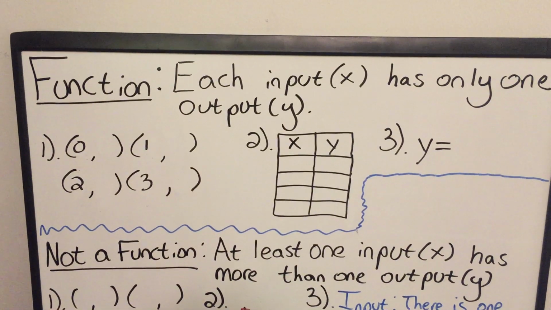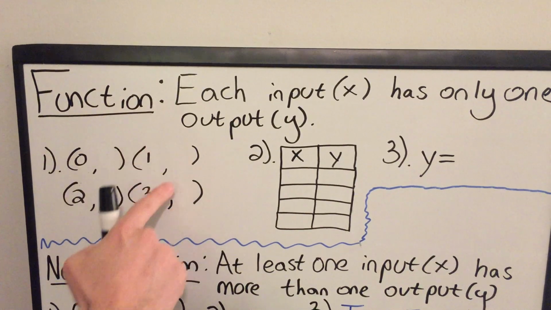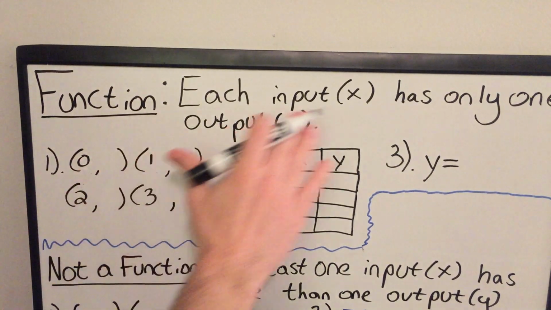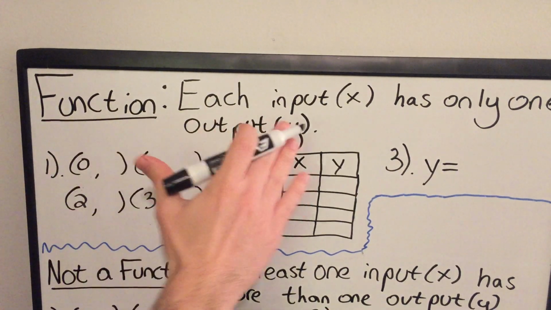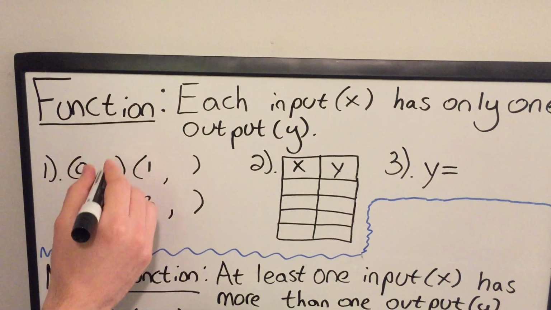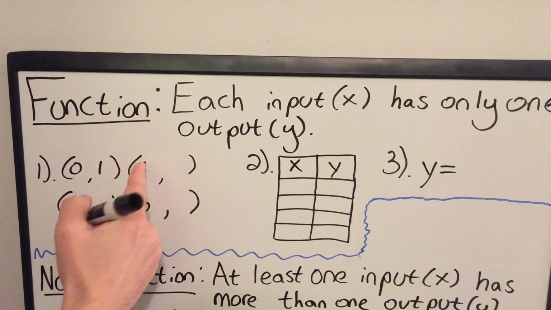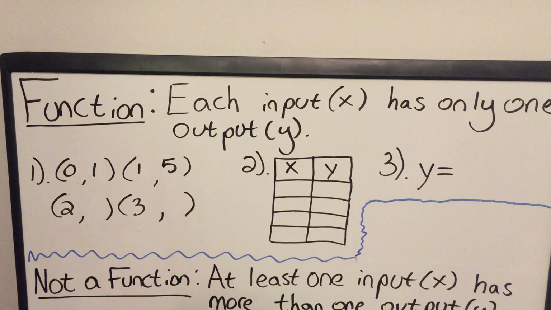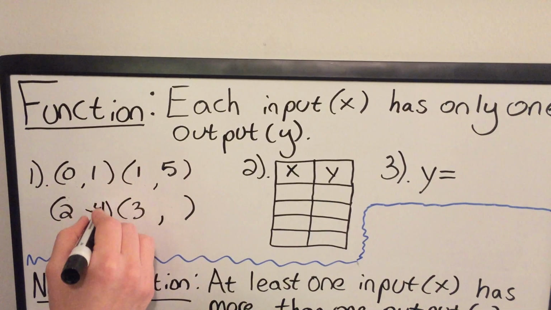Now notice what I did here. I only placed 0 once. I didn't have 0 represented twice as an x. That's because each x can only appear once up here, because each x should only have one output. So now I'm going to put in y values. We'll say 0 goes to 1, maybe 1 goes to 5. If you want to throw in a negative number, that's fine. We'll say the x value of 2 goes to -4.